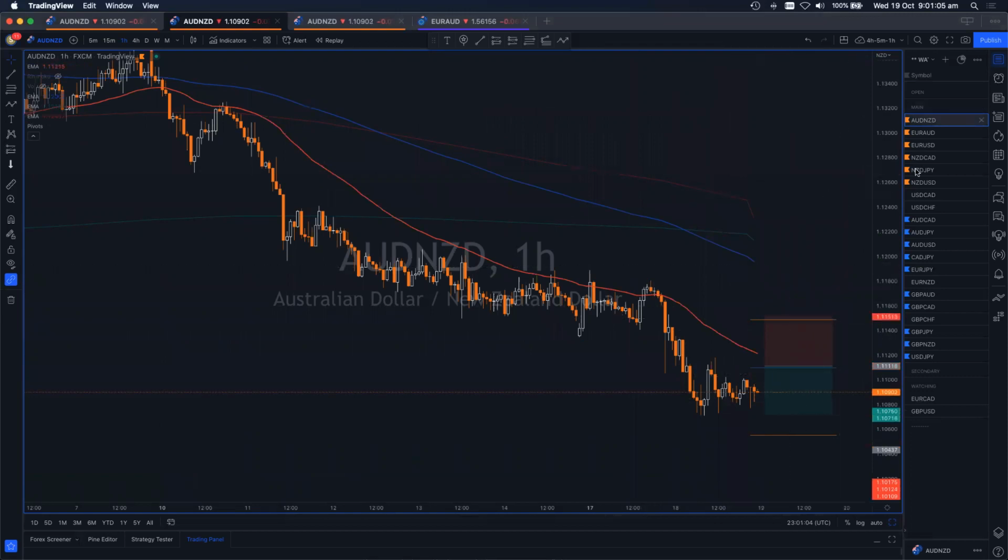So I'll put that into my watch. Actually, I haven't cleaned this up very well, have I? Let's get rid of those. That one, that one. Okay. All right, Euro Aussie.